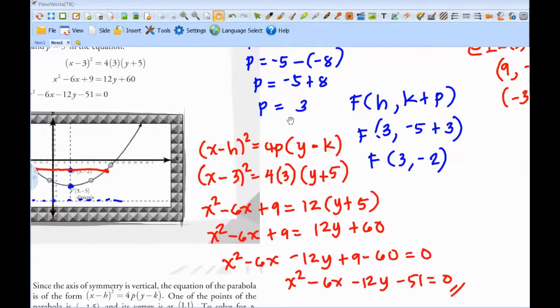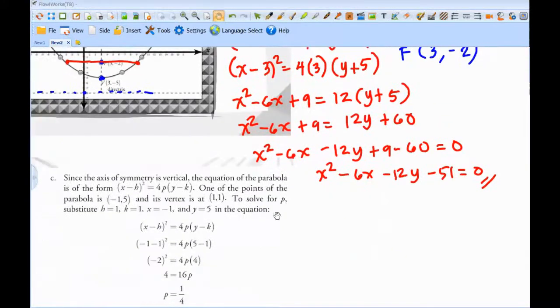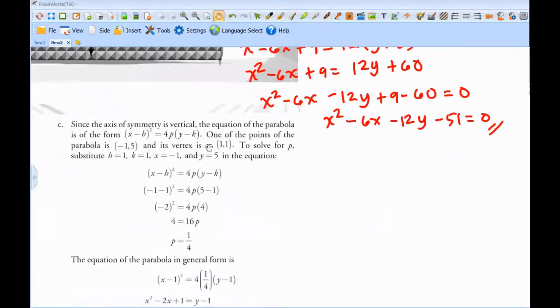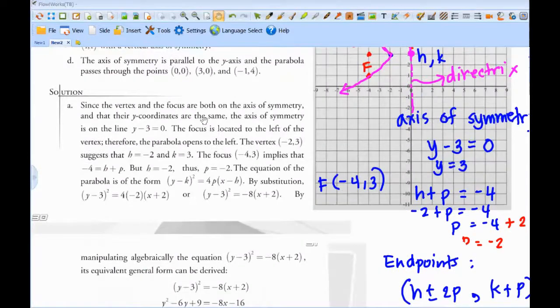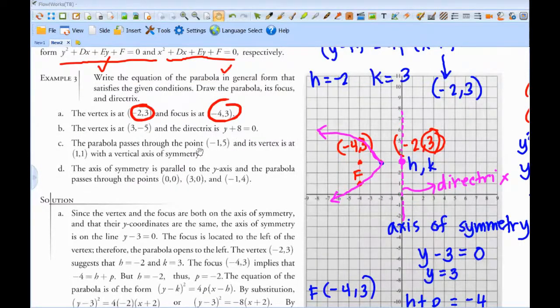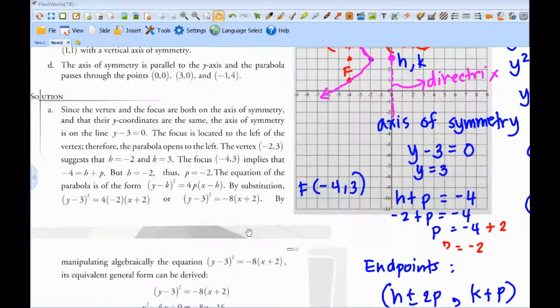It's the same thing here, right? This one, x squared minus 6x. Okay, so you should know the P, the H, the latus rectum endpoints, and so on. Okay, now let's go to letter C. Since the axis of symmetry is vertical, the equation of the parabola is in this form. The given on letter C: the parabola passes through the point negative 1, 5 and its vertex is at 1, 1.